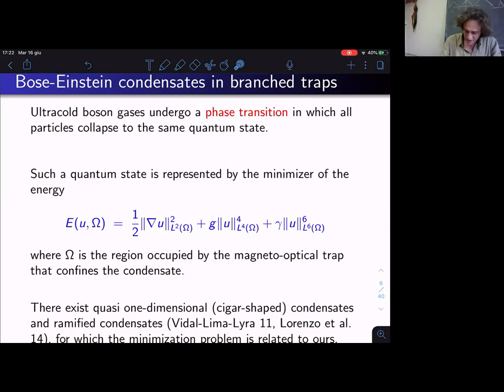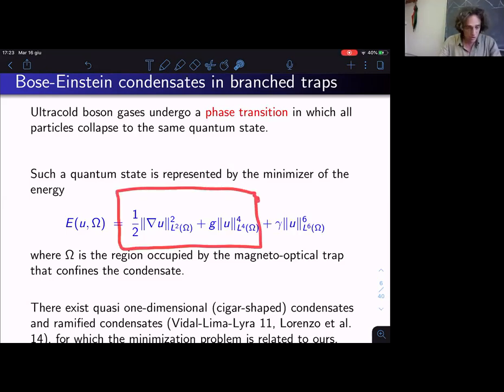where here I put omega. Omega is the spatial region where there is a trap that collects all these particles. And here, of course, the notation is a bit different. Here we have the gradient, because in general we are in three dimensions. Here we have a power which is not a generic p, it is a power 4, and the coupling constant, which is g. g represents the interaction between coupled particles. It is linked to the scattering length of this interaction. And the fourth power, for people who study the rigorous derivation of this functional, recalls the fact that you are considering coupled pairs. And in general, this is the only part of the functional which is studied.